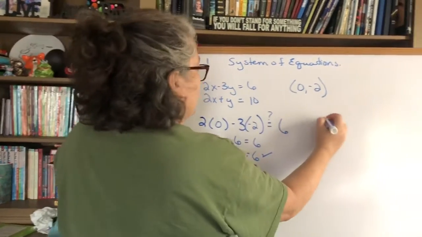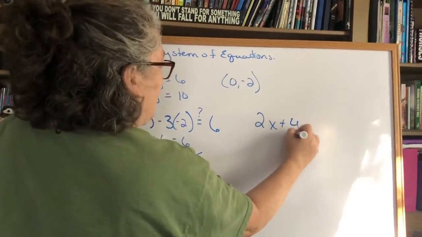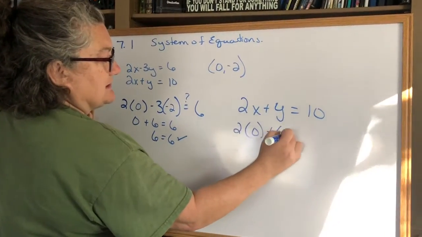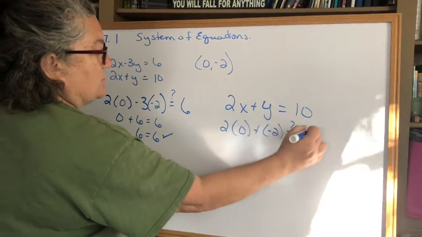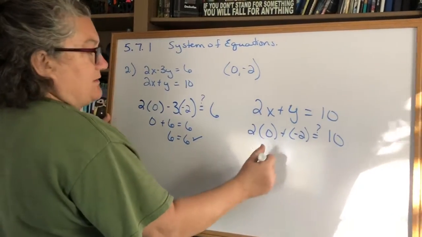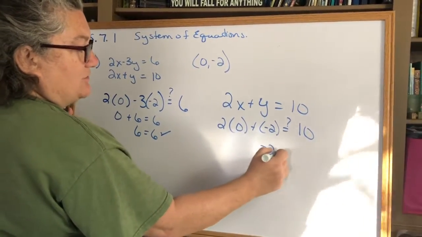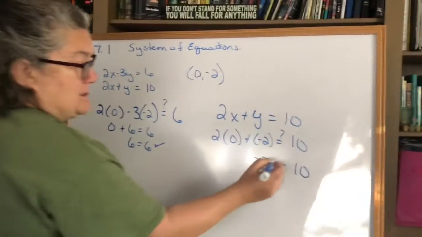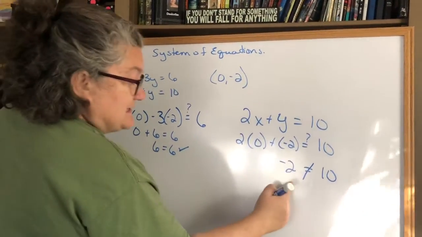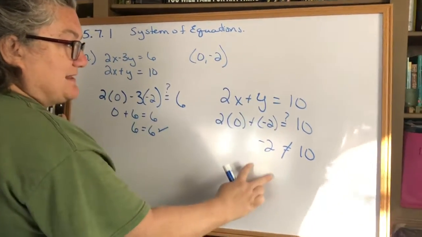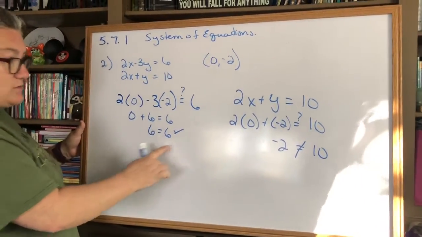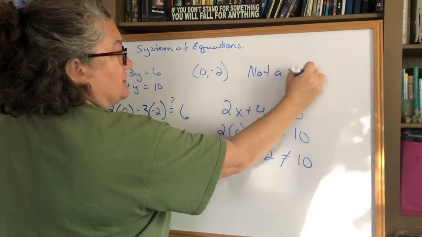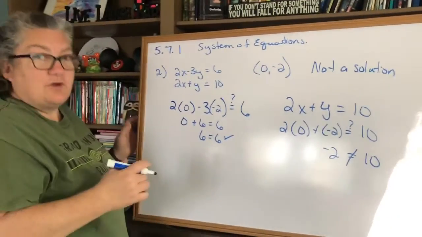But I have to check the other one. So I have 2x plus y equals 10. So 2 times 0 plus negative 2, does that equal 10? Well, 2 times 0 is 0 plus negative 2, that would be negative 2 equals 10. Wait, does negative 2 equal 10? No, that is not true. So since this is not true, 0, negative 2 does not make this side true. It's true for this one, but it's not true for that one. So this is not a solution. It has to work for all of them for it to be a solution.